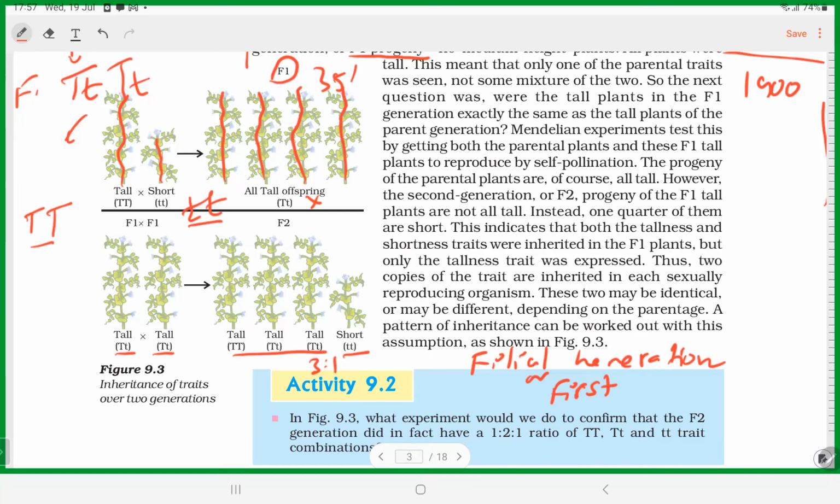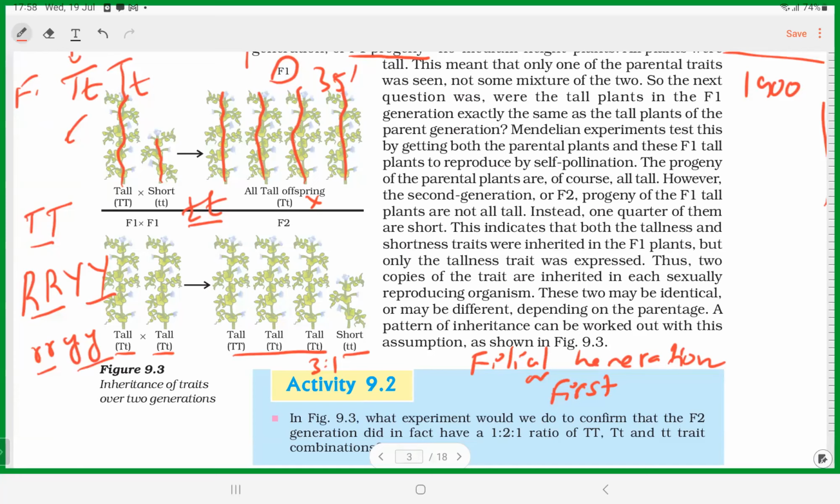What is a dihybrid cross? Inheritance of two pairs of contrasting characters. For example, we will be studying seed shape and seed color. Seed shape is round, seed color is yellow; another parent has wrinkled shape and green color. That you can see in the next table. Can you see the table? Seed shape: round is dominant, wrinkled is recessive. Like that, seed color: yellow is dominant, green is recessive.